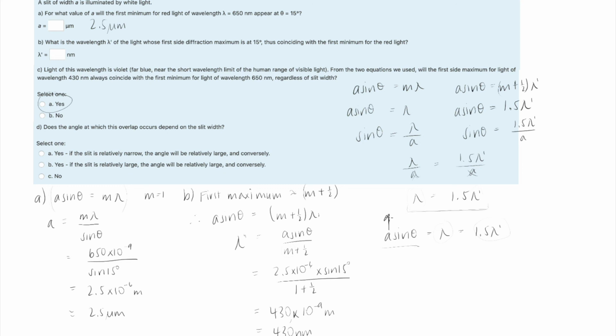And if we increase A here to make sure that lambda and 1.5 lambda prime don't change, that would mean sine theta has to go down. Therefore, as A increases, theta must decrease and vice versa. So therefore, for this question, we would say yes: if the slit width is relatively narrow, the angle will be relatively large, and conversely. So our answer in this case is yes, and that's how we do this question.